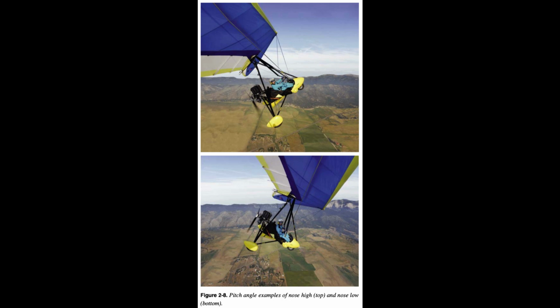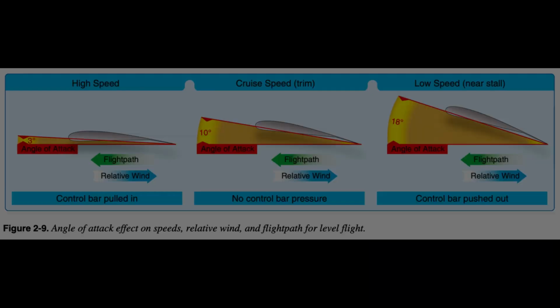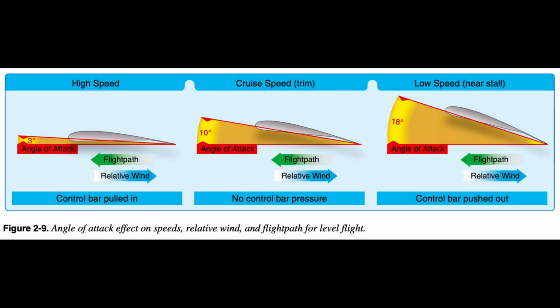Most of the time, the pilot is flying at the cruise AOA, which is the trim position of the control bar, and the pilot is neither pushing out nor pulling in on the control bar. This trim position is the AOA and speed the aircraft flies if the pilot is flying straight and releases the control bar in calm air. Figure 2.9, middle.